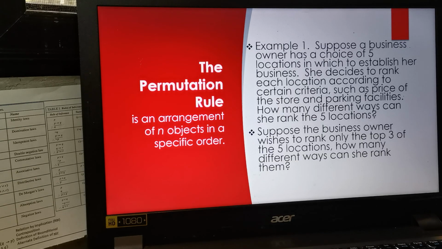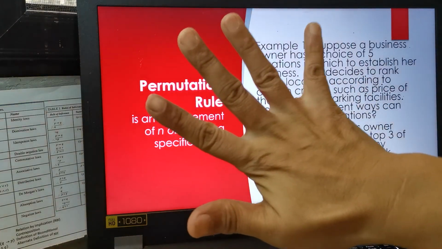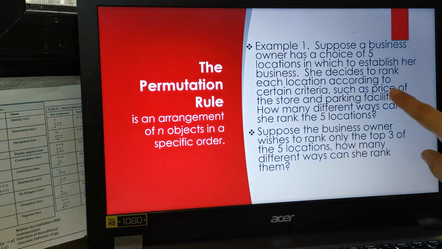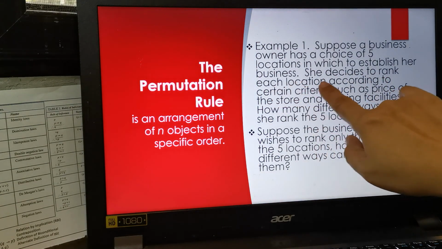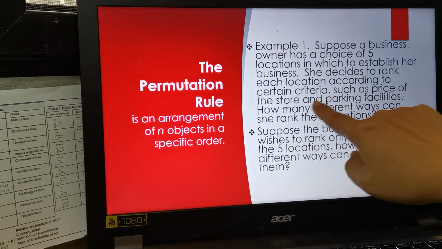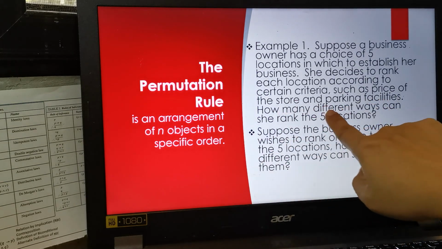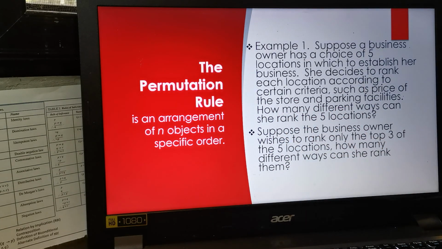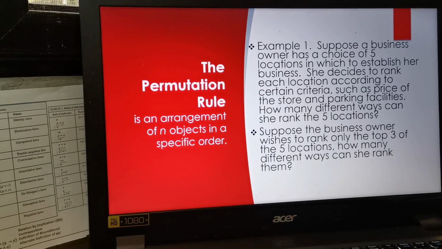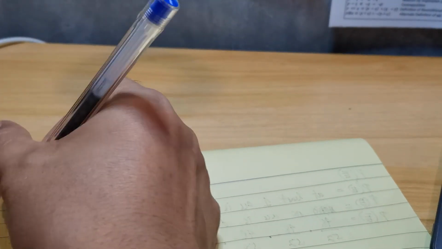So, example number 1. Suppose a business owner has a choice of 5 locations in which to establish her business. So may 5 na choices siyang pinagpipilian ng location. She decides to rank each location according to certain criteria such as price, parking facilities. So how many different ways can she rank the 5 locations? Okay, so I am going to show you again using my pen. Okay, so 5 daw yung pinagpipilian niya.